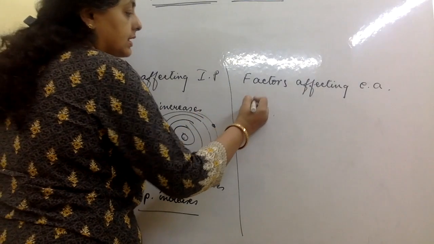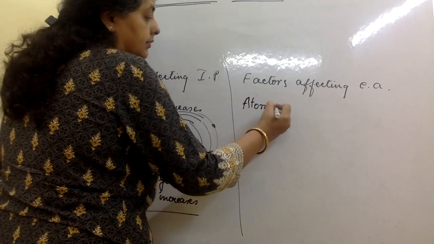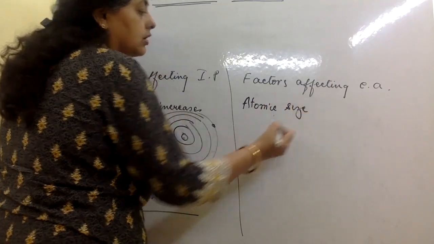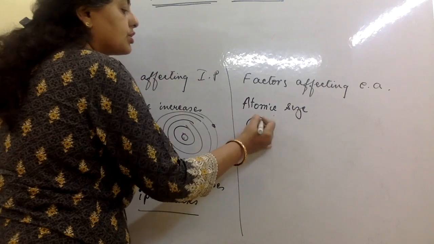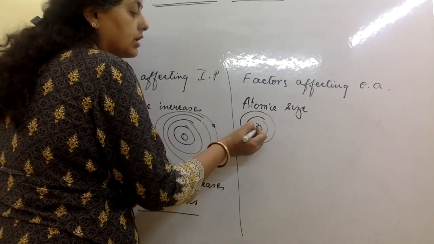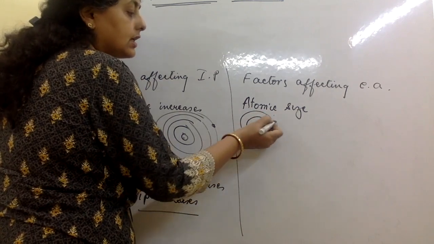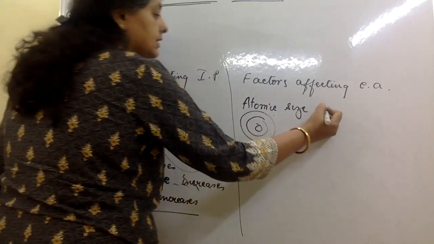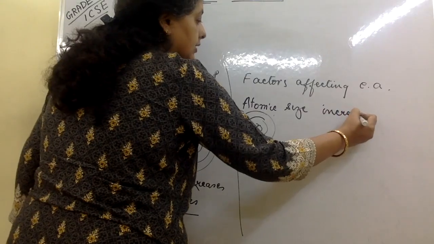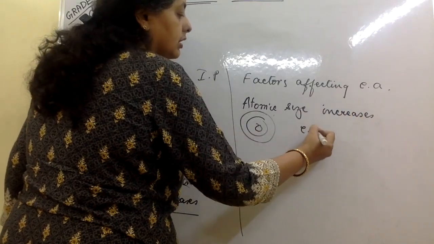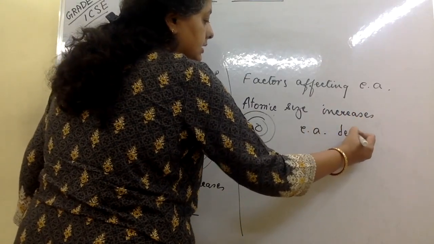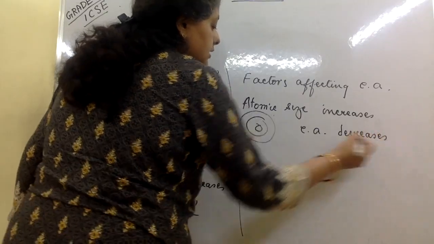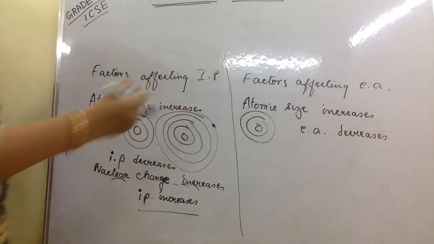First is atomic size. If the atom is small, then the nucleus is close by, so it takes in electrons more readily. So as atomic size increases, electron affinity decreases, because the pull on the outermost orbit becomes less.